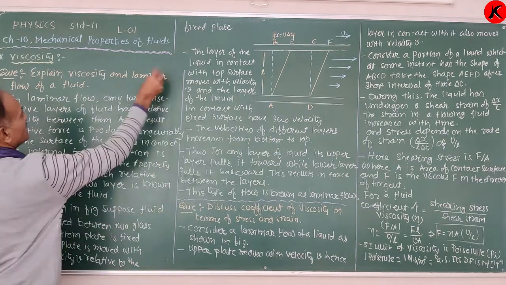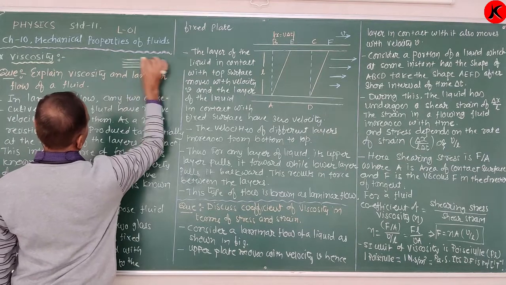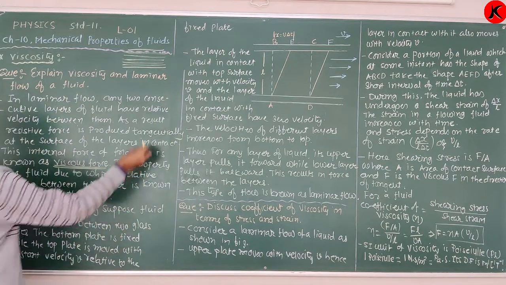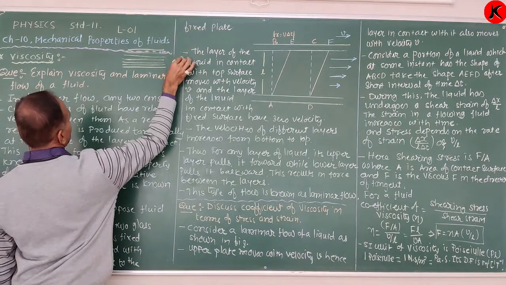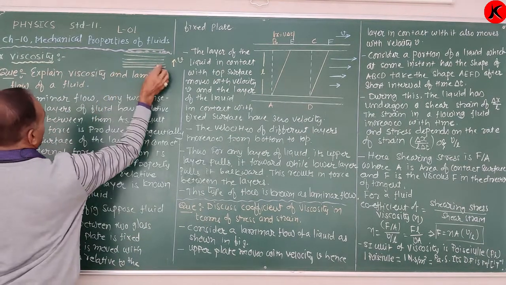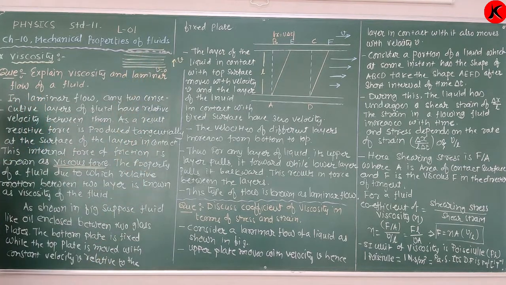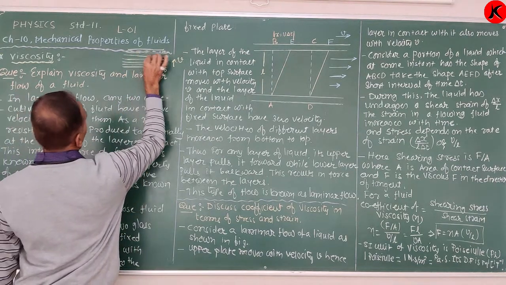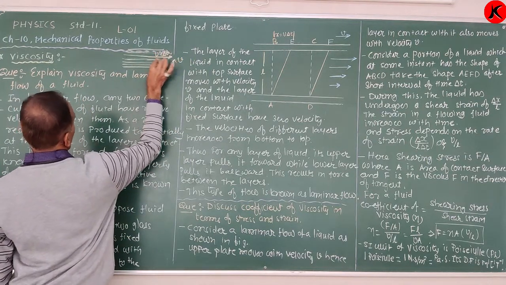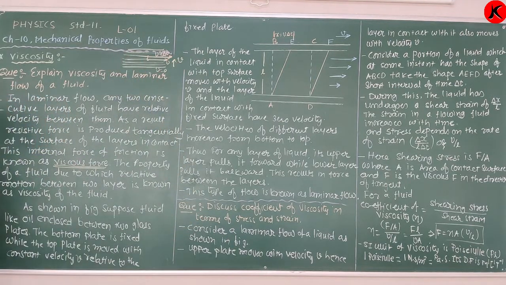Now, consider that the fluid is flowing in this manner. As we go up, velocity increases. You consider the bottom layer's velocity as 0, and the second has quite more velocity. Here we consider two consecutive layers: one has velocity v plus delta v, and the second has velocity v.